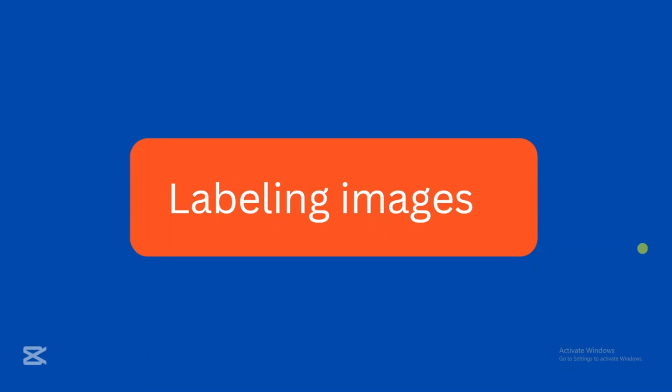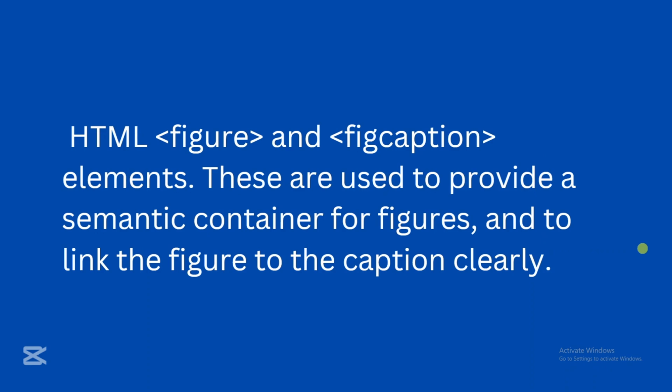You would have the option to label images you insert in your HTML document. Now, HTML provides two elements to do that. We have the figure and figcaption elements, and these are used to provide some sort of container for figures, be it images, etc. And the figcaption is how we link the figure to the caption clearly. So the figcaption is a text that you use to link the figure, which is the image, to the caption that you have below. So let's see how to implement that in our code editor.